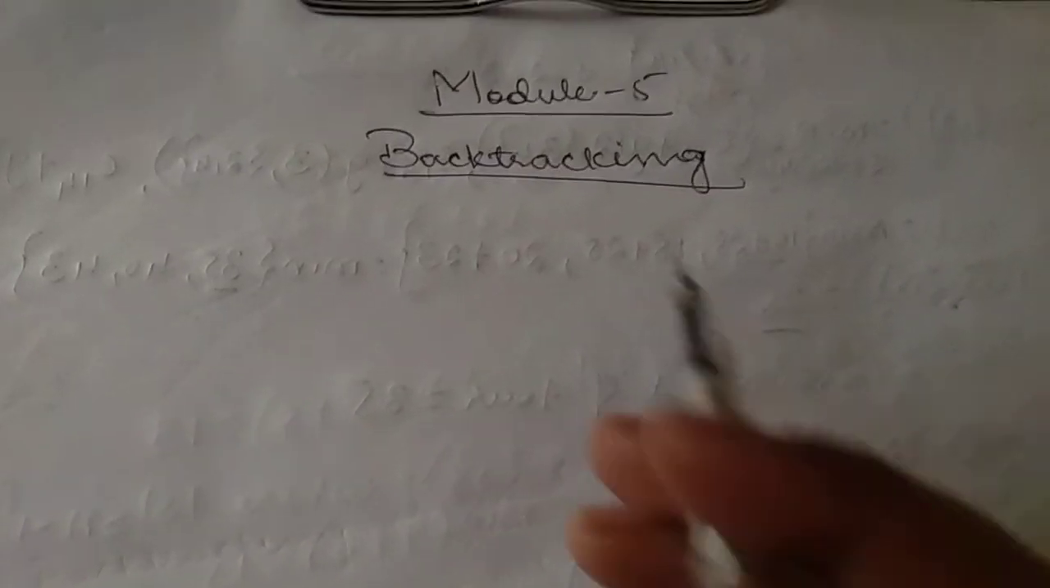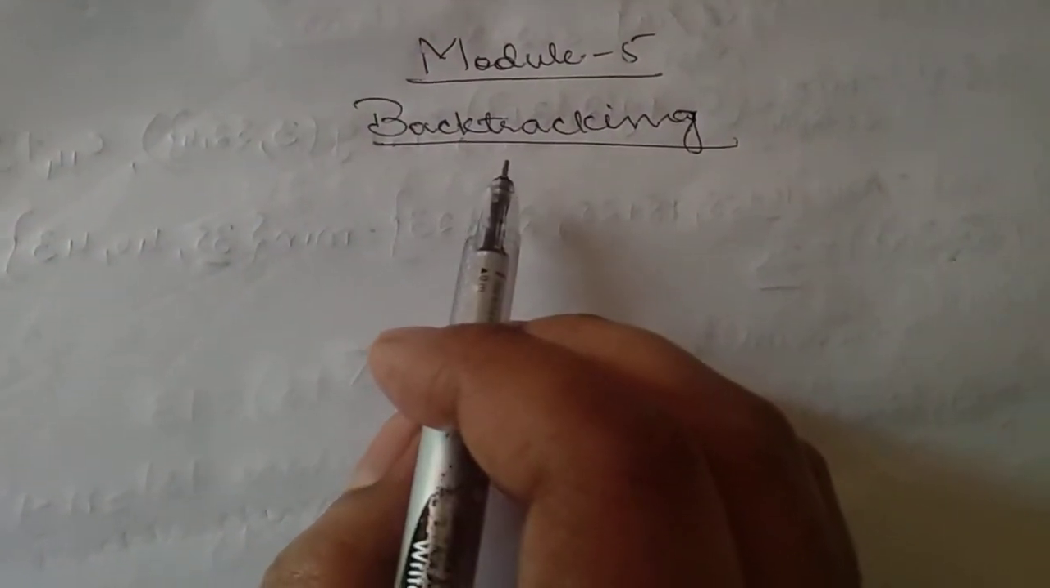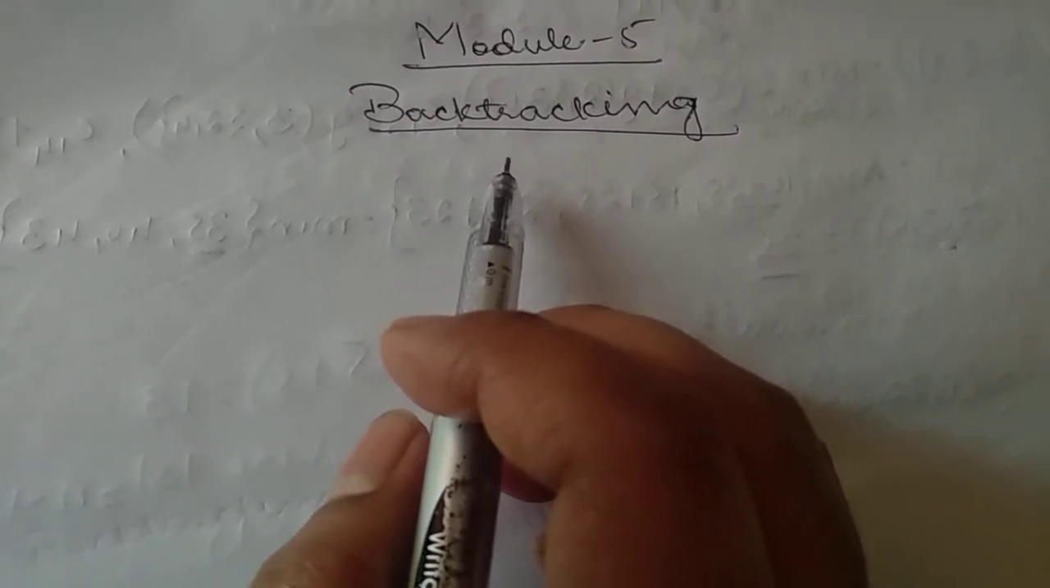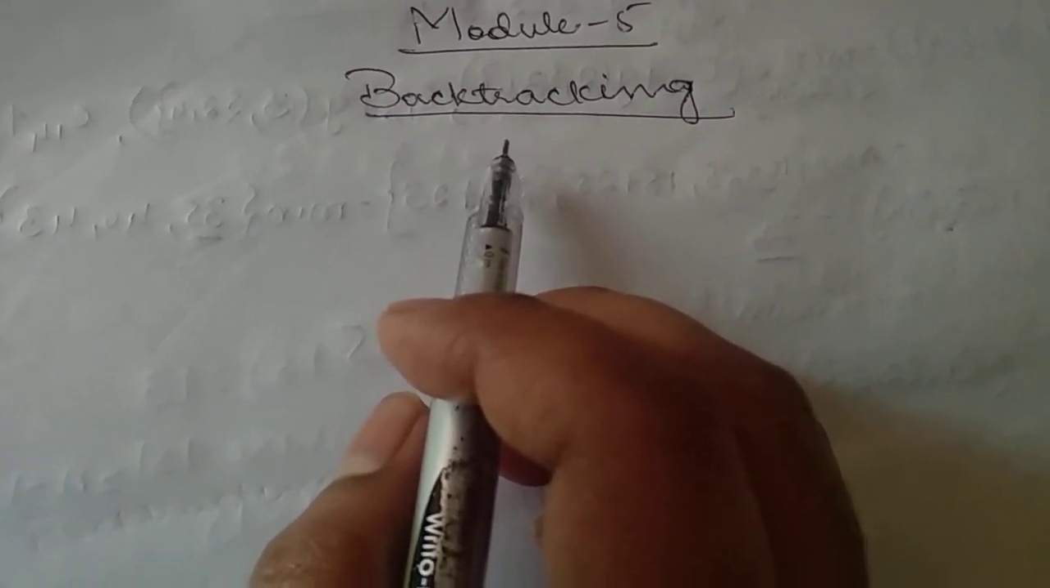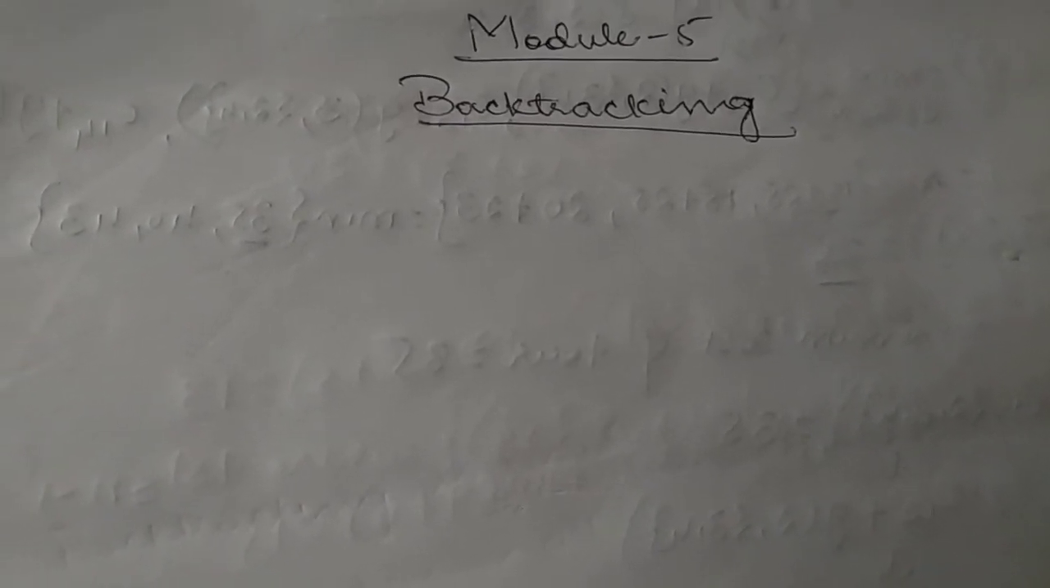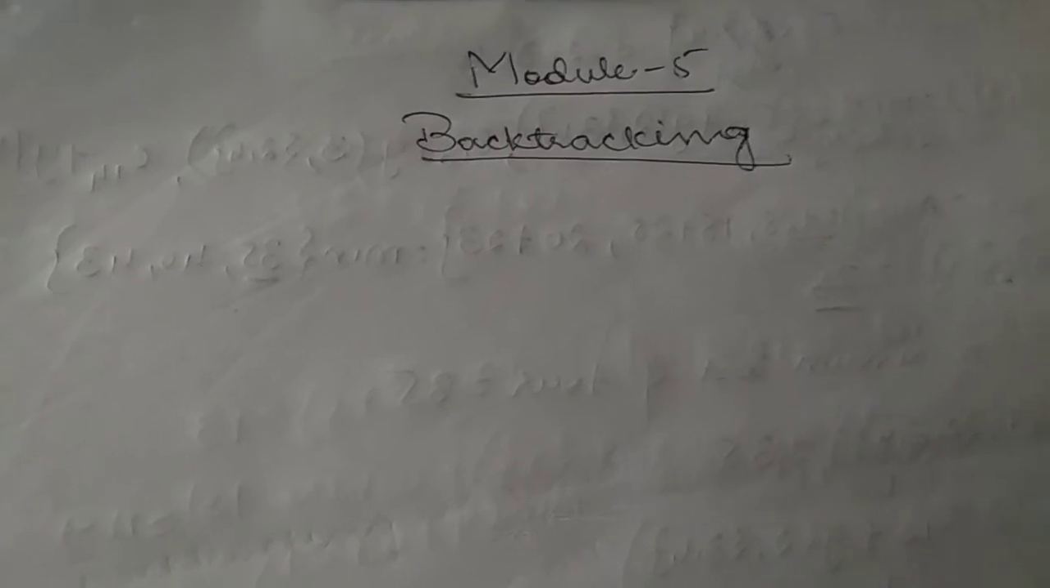Hello everyone, today we'll start with your fifth module, that is backtracking. Till now we have studied dynamic programming. Dynamic programming we use for optimization problems, but backtracking we cannot use just for optimization problems. Mainly backtracking is used when we have multiple solutions and we need to find all the solutions.